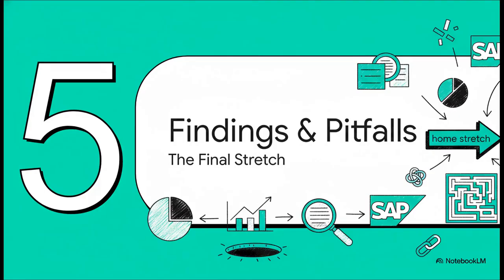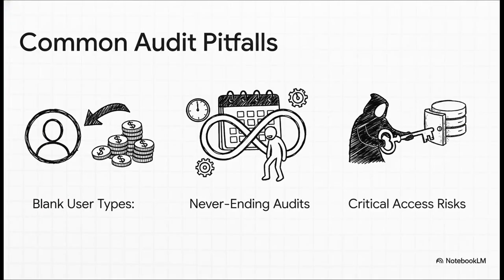All right, we are officially in the home stretch. You've gone through the process, you've submitted your data, and now SAP has come back with their findings. This last phase is all about navigating those results smartly and avoiding some very common and very expensive mistakes. Let's talk about some common pitfalls. A really simple one is just leaving user types blank in the system. If you do that, SAP is more than happy to just default them to the priciest professional license. Another one is the never-ending audit. You have got to push for a firm end date or it can drag on forever.